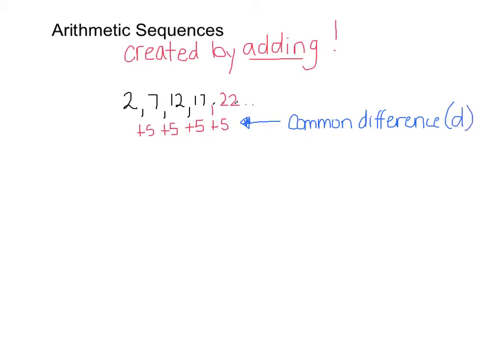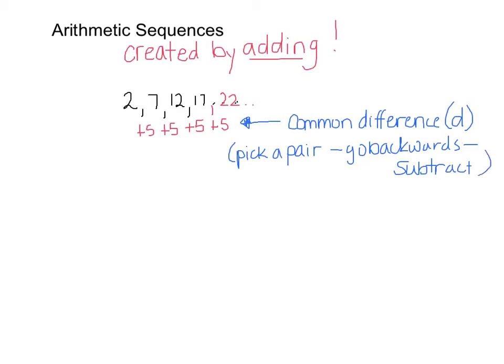Okay? And if you can't figure out what this number is, all you have to do is pick a pair of numbers, so consecutive numbers, and you just want to go backwards, which means that you are going to subtract to figure out what is being added. Since this is with adding numbers, to go backwards, you would just subtract the numbers to figure out what this common difference is. Okay?